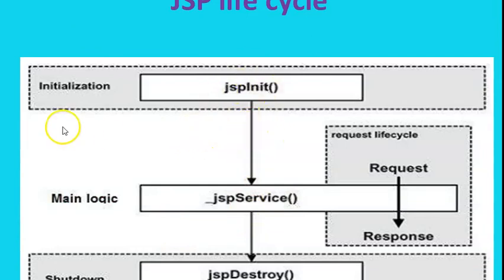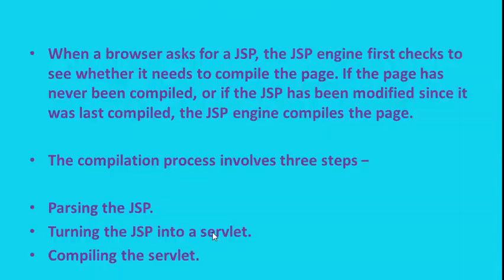First one, initialization. In that initialization phase, the init method is called, and then service. Here only processing is happening in JSP, and then in the third step, everything is destroyed. The container destroys that object. So compilation. What is happening in compilation? The JSP file that is given is converted into a servlet, and then the servlet is compiled.